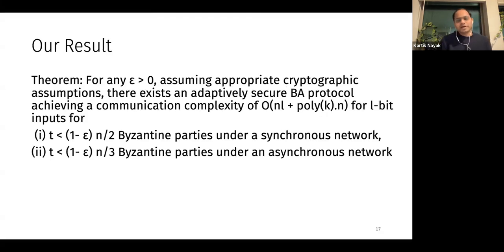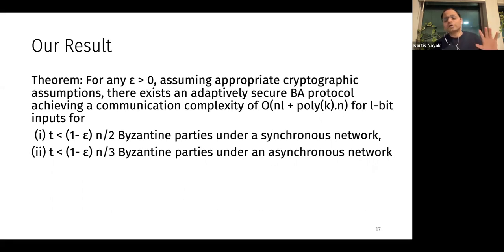Let me conclude by presenting the key result that we achieve. For any epsilon greater than 0, we show that there exists an adaptively secure BA protocol achieving a communication complexity of NL plus N poly kappa for L-bit inputs. We show it under two different conditions. Under a synchronous network, we can tolerate a minority corruption. And under an asynchronous network, we can tolerate N over 3 corruption.